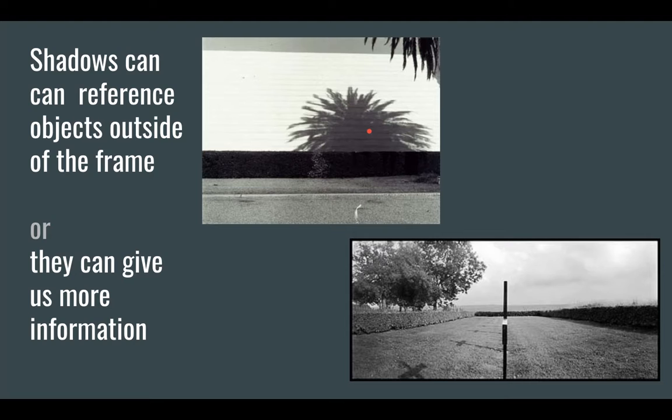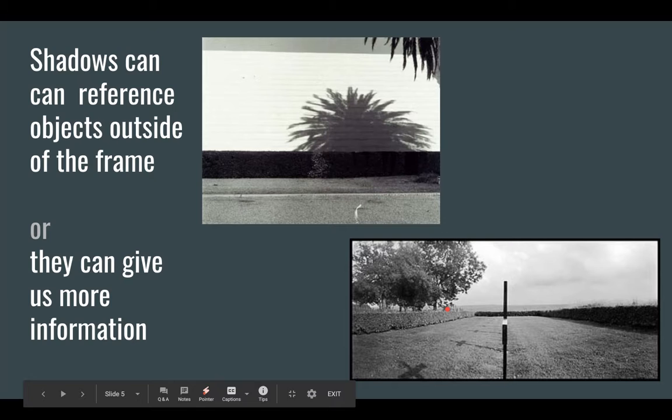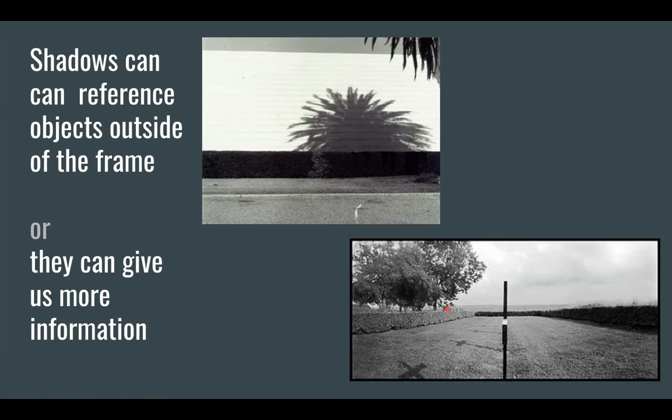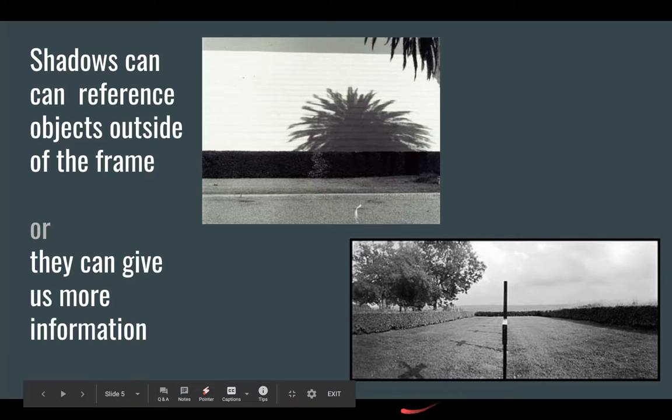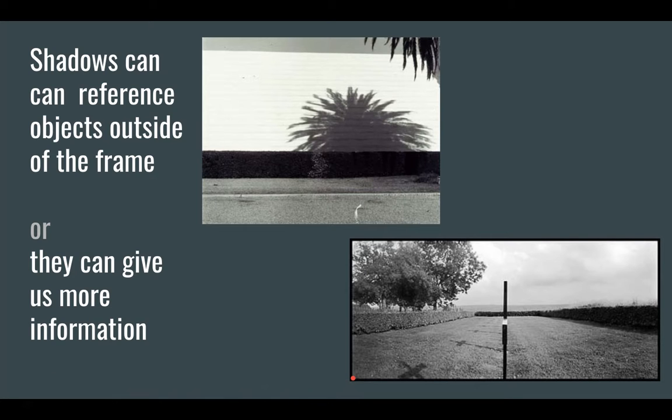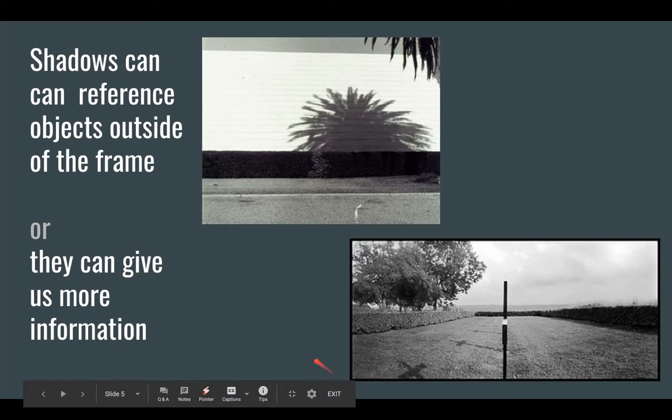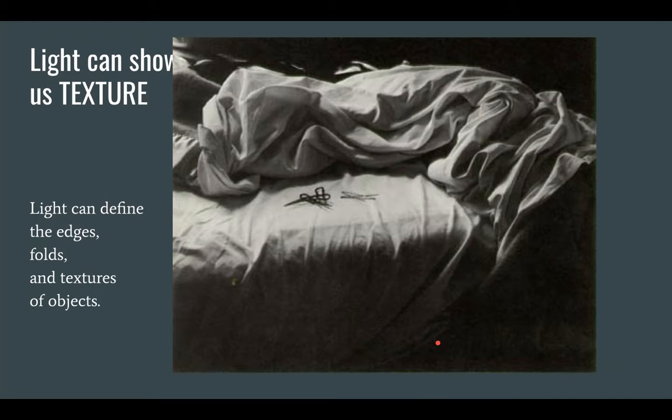Shadows can also give us more information. If we look at this image down here, we first see the sliver of darkness right here. But we wouldn't be quite sure what it is. But then seeing this shadow, it's like, oh, that might be a cross. And once we see the shadows on the ground, we understand that there's crosses, and perhaps this could be maybe a graveyard.